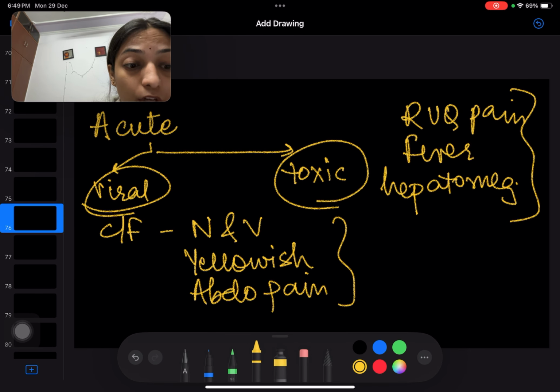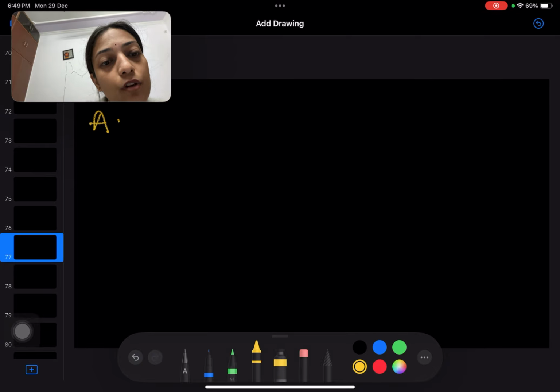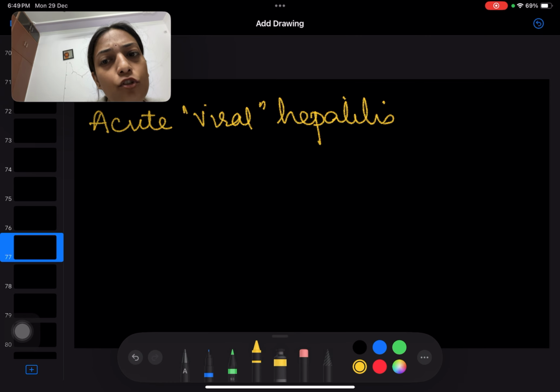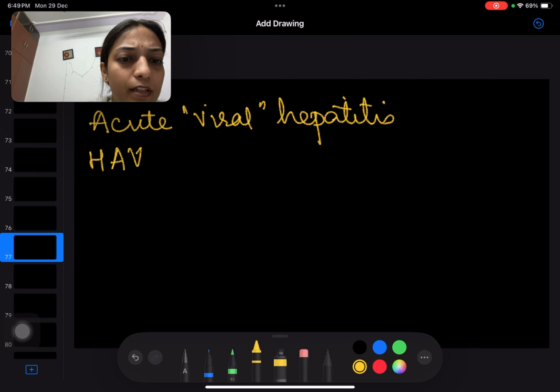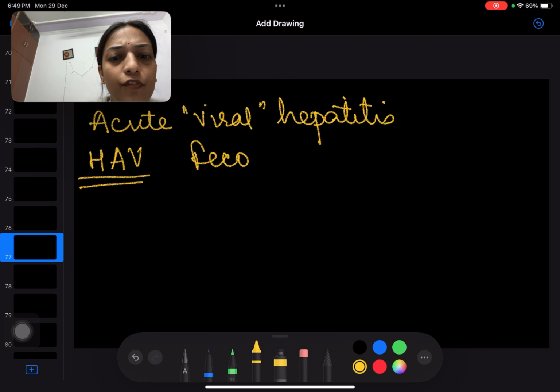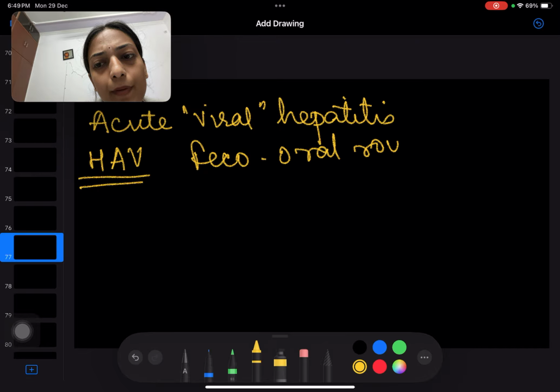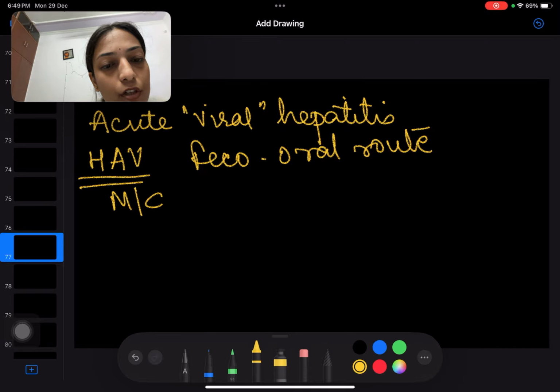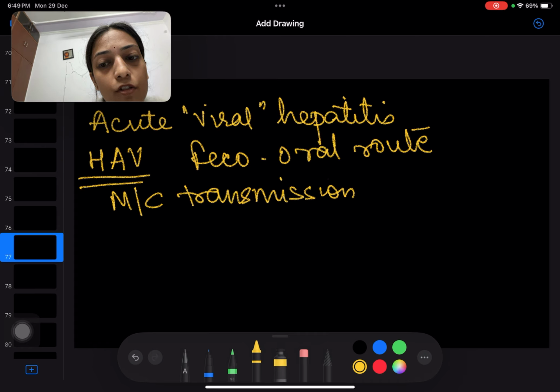Now let's talk about acute viral hepatitis. Let's talk about it one by one. First is hepatitis A virus. The transmission, we all know A and E goes by fecal-oral route, right? I am expecting you all to know this. This should be previous knowledge. Most common transmission occurs from who to who? It occurs from children to adults.